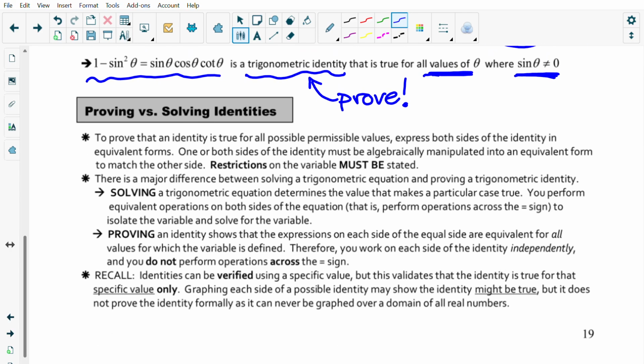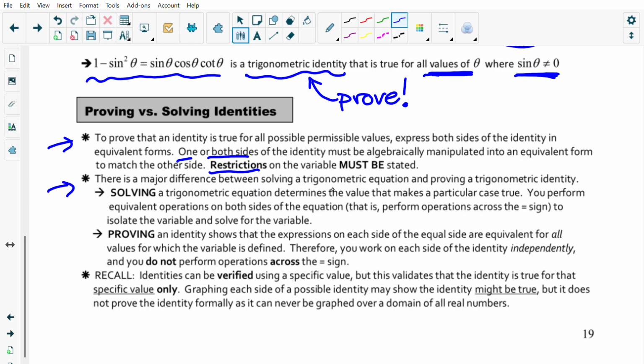Proving versus solving identities. To prove that an identity is true for all possible permissible values, on this first bullet, express both sides of the identity in equivalent forms. One or both sides of the identity must be algebraically manipulated into an equivalent form to match the other side. Restrictions on the variable must be stated. Okay, so that's why we started with the restrictions.